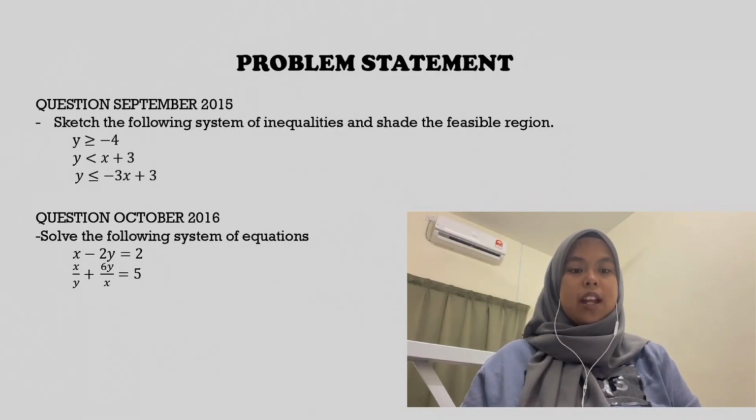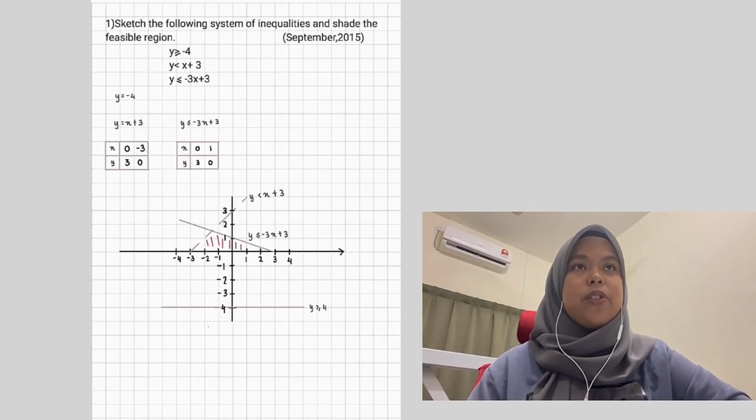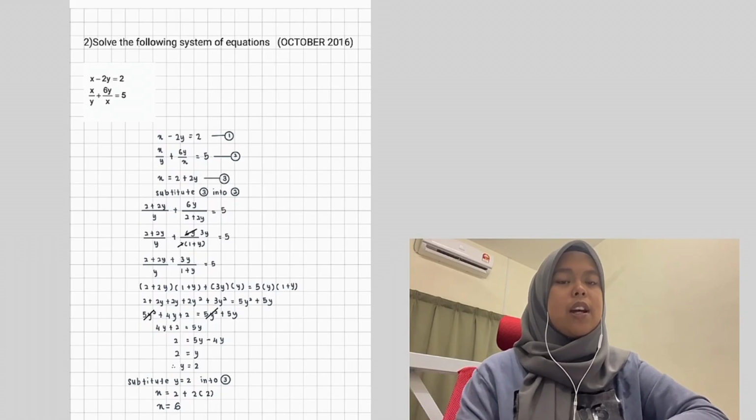Now we will look at problem statement for chapter 3. We have two questions from September 2015 and October 2016. This is the solution for the question number 1. This is the solution for the question number 2.